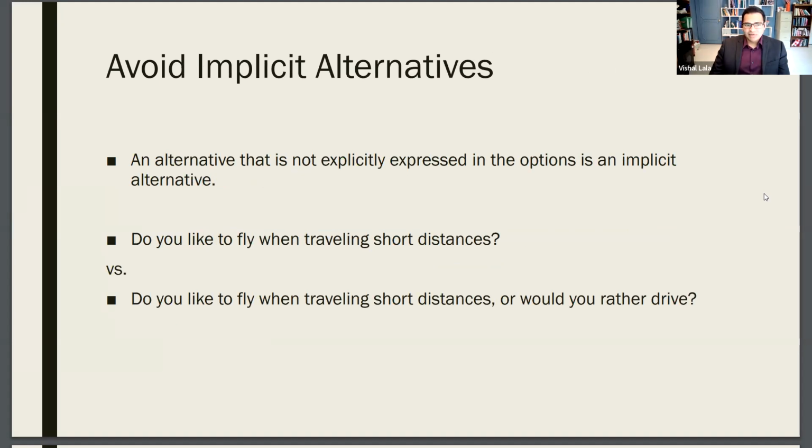Avoid implicit alternatives. Consider this one. Do you fly when traveling short distances? There's a reference point here that's not made clear. Do you like to fly when traveling short distances, or would you rather drive? Like, compared to what?